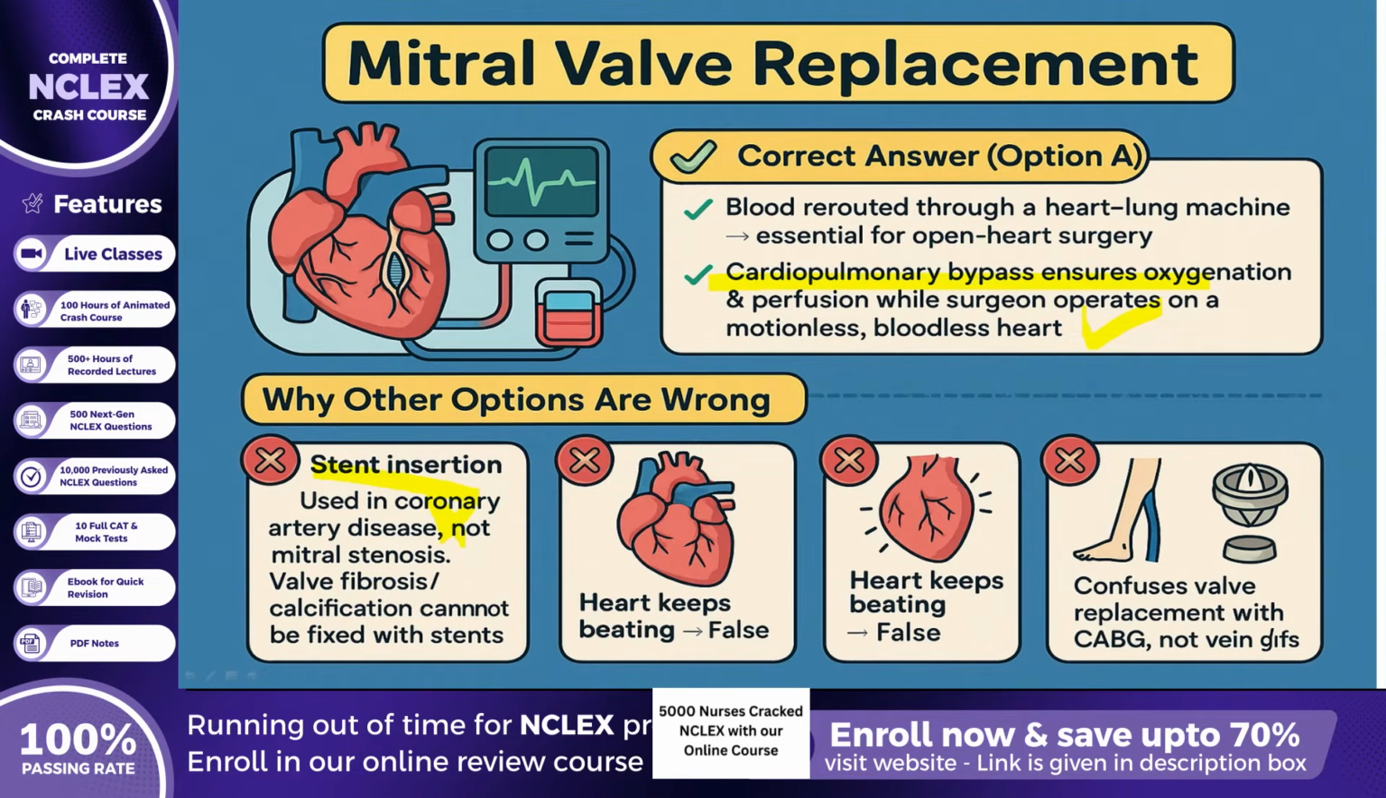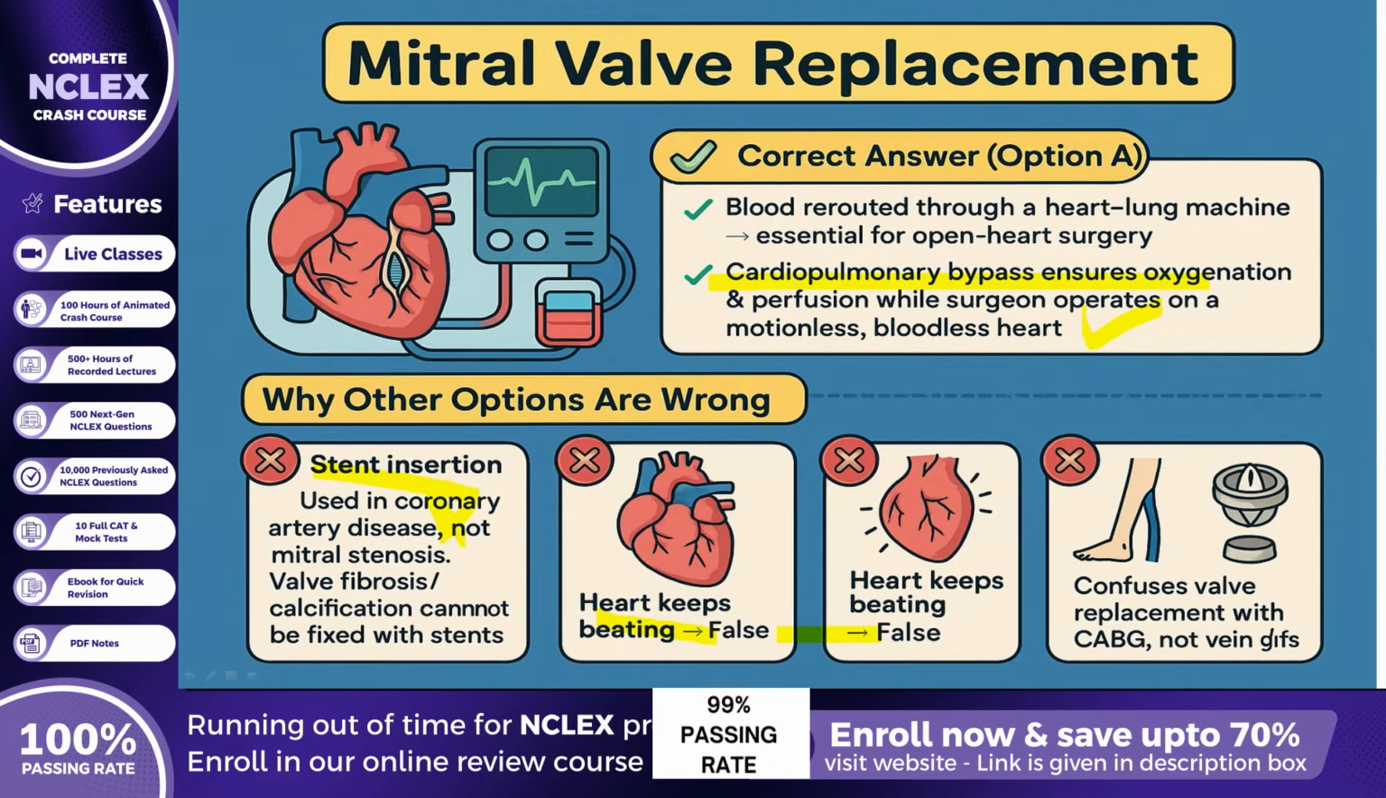Option C, which suggests the chest will be opened but the heart will not be stopped, does not align with standard practice. For a complete mitral valve replacement, the heart must be temporarily stopped so the surgeon can carefully remove the diseased valve and implant a new prosthesis.